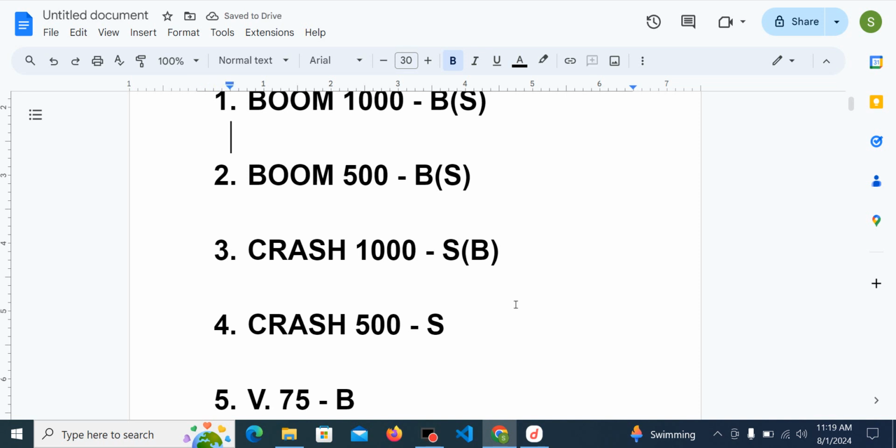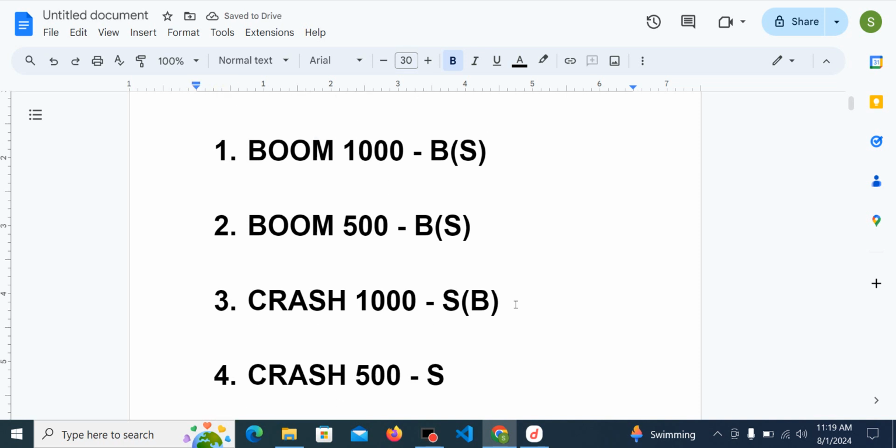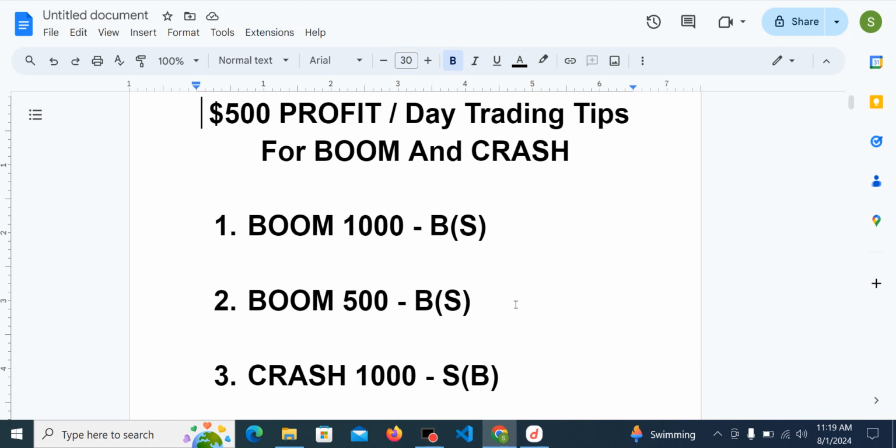So these are the assets that we have for today. I mean, these are the analyses that we have for today. So we will be stopping right here.